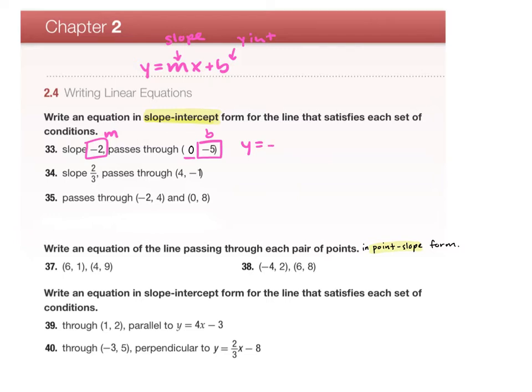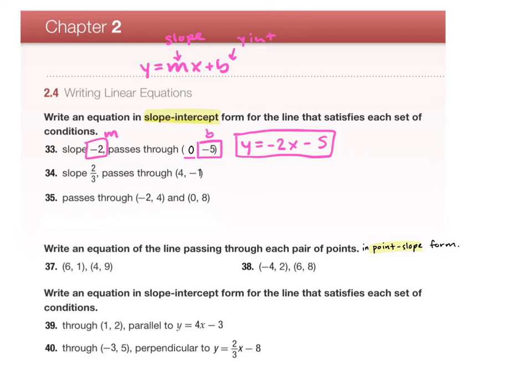Y equals -2 plus -2 what? Perfect. -2x minus 5. All we do is plug in our m and plug in our b. So you take out the plus sign, right? Since it's a -5, we take out the plus, because it would be like plus -5, but that would be minus 5.